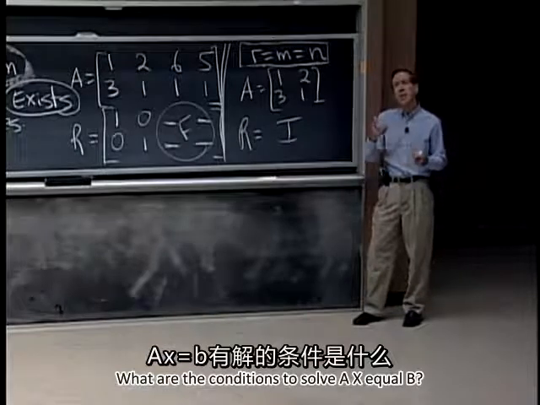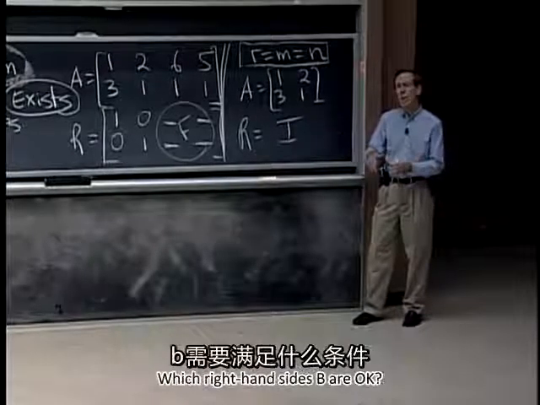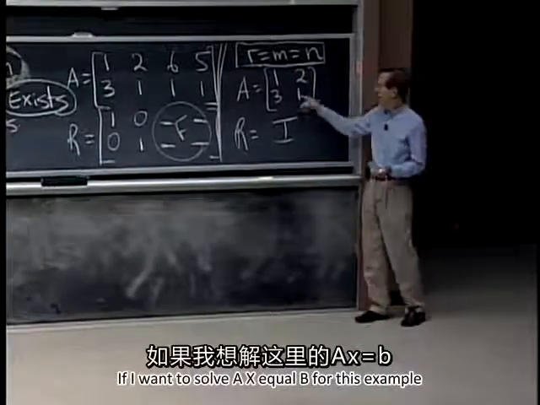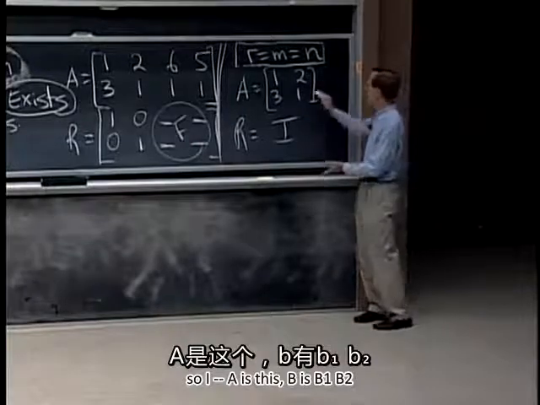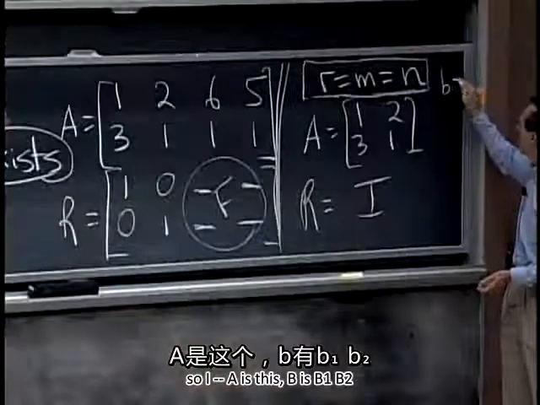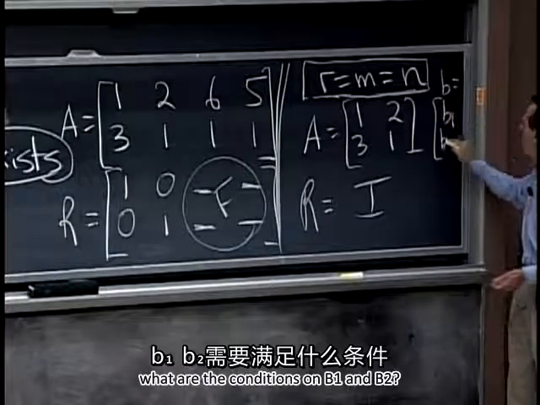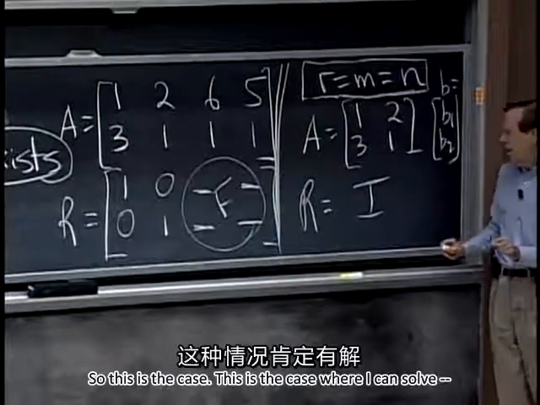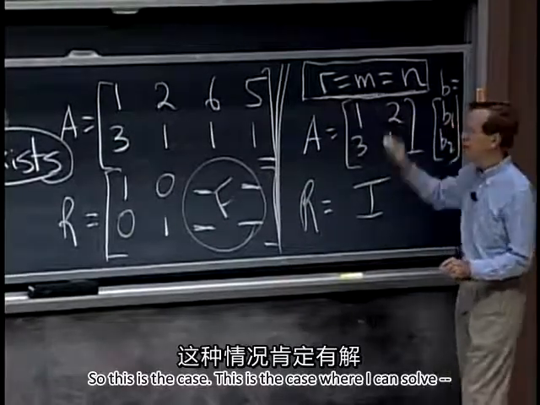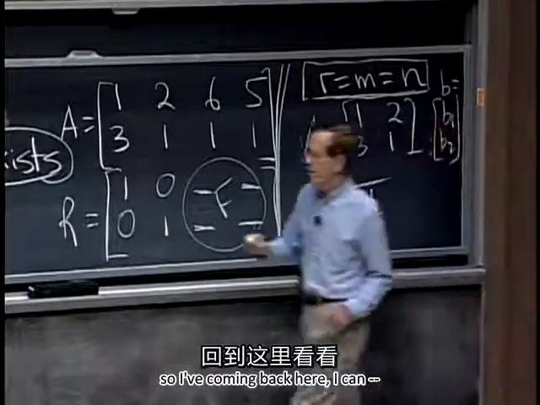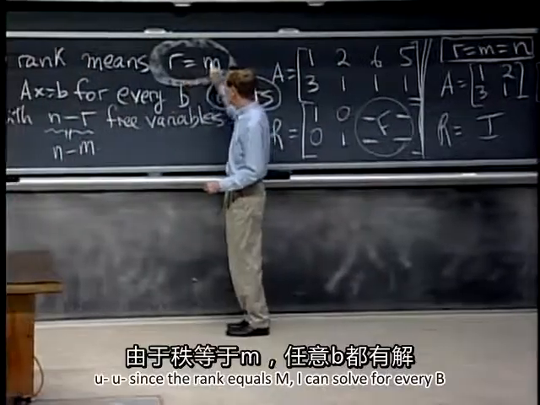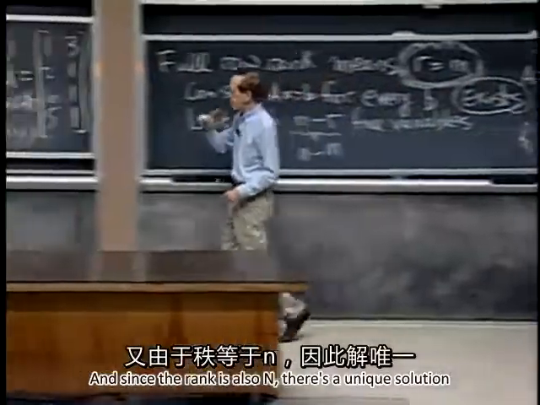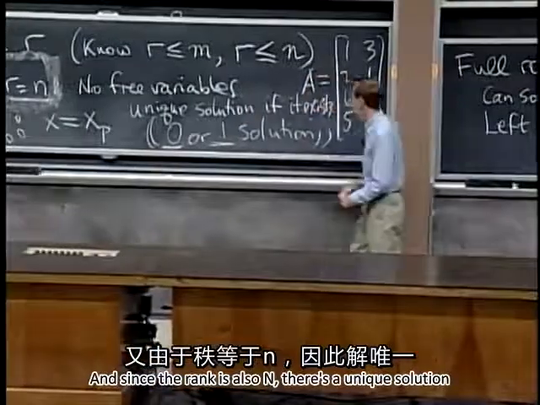What are the conditions to solve AX equal B? Which right-hand sides B are okay? If I want to solve AX equal B for this example, so A is this, B is B1, B2, what are the conditions on B1, B2? None at all. Right. So this is the case where I can solve. Since the rank equals M, I can solve for every B. And since the rank is also N, there's a unique solution.